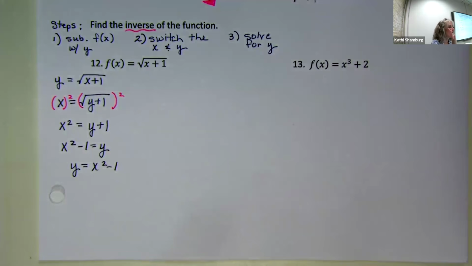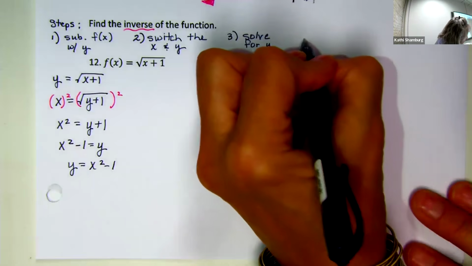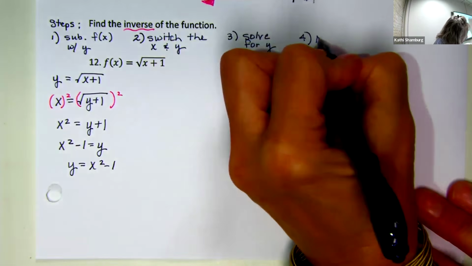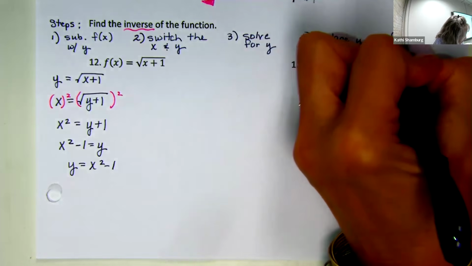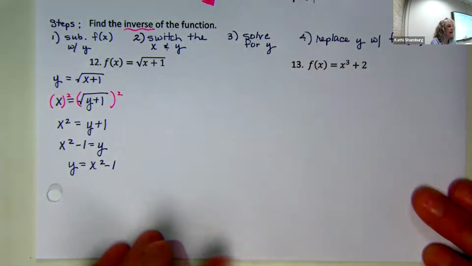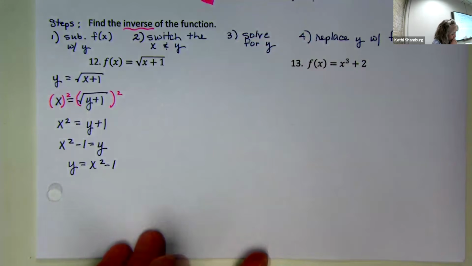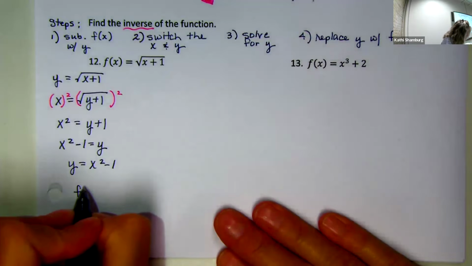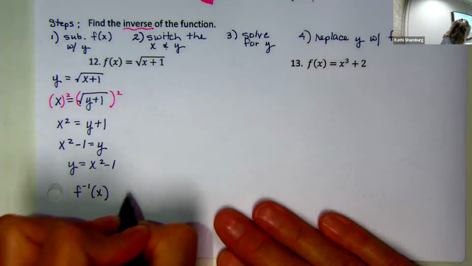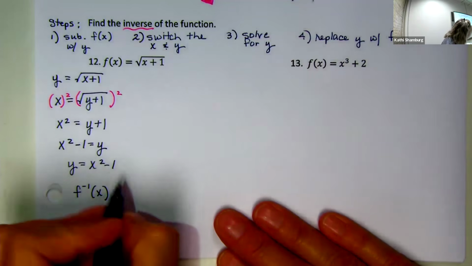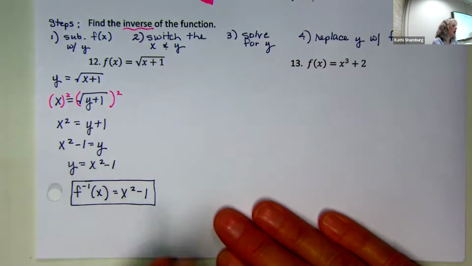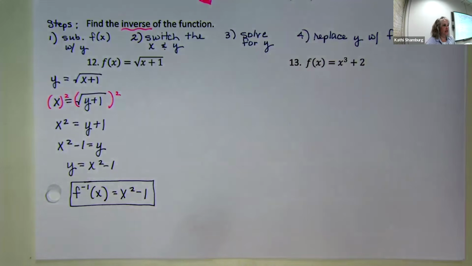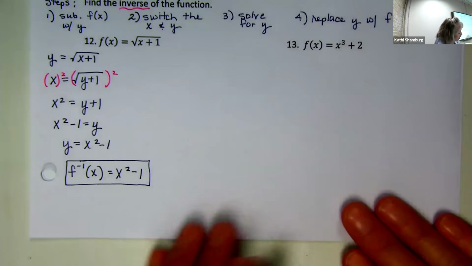Now, a lot of students want to stop here. That was the hardest thing in algebra for STEM. They would neglect the 4th step, and that is to replace Y with F negative 1 at X. That's your inverse notation. So F negative 1 at X. So this tells me what the inverse of that function is: X squared minus 1. So we have found the inverse. Now, if that's all it asks you to do, then you're done. I am going to remind you how you are to check this.